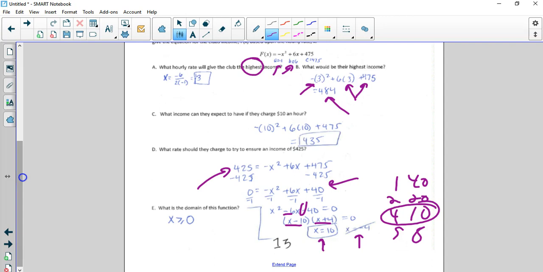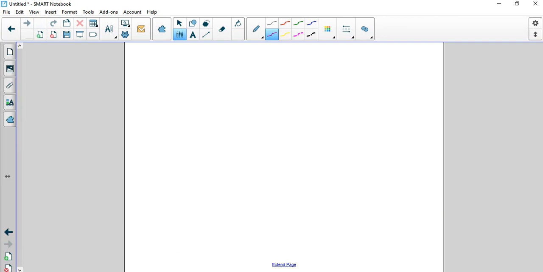What's the domain for the function? Greater than or equal to 0, because you can't charge negative money. And that's it.